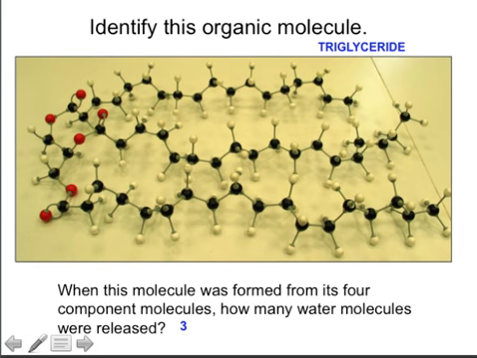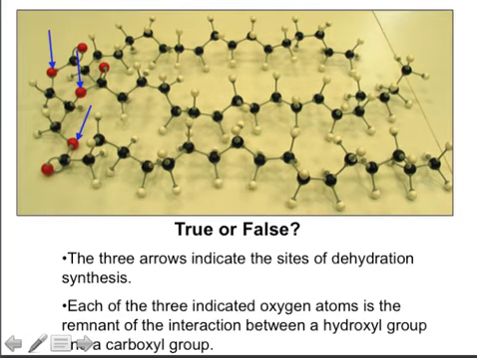Next question we want to ask, true or false? The 3 arrows indicate sites of dehydration synthesis. The answer is true. Next question. Each of the 3 indicated oxygen atoms is the remnant of the interaction between a hydroxyl and a carboxyl group, and the answer to that is also true.